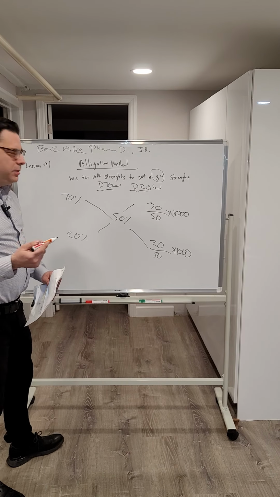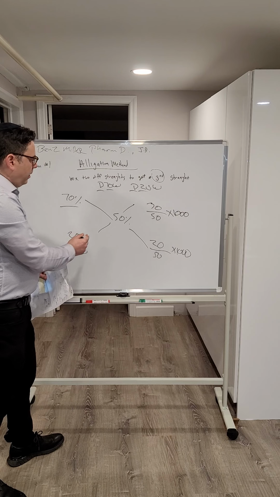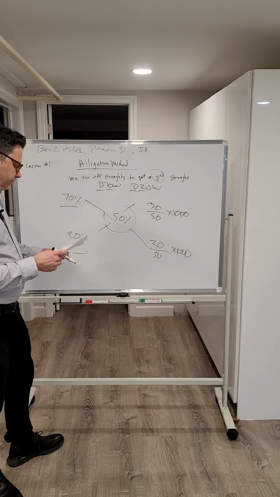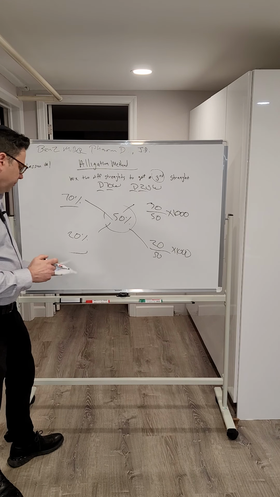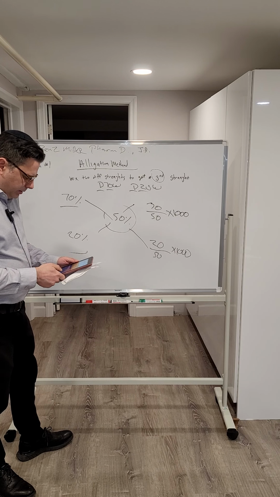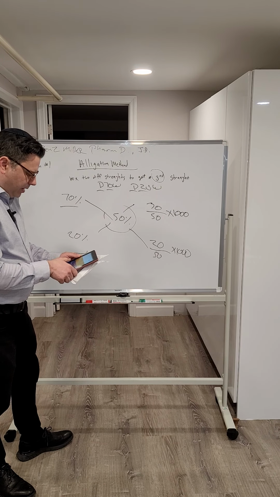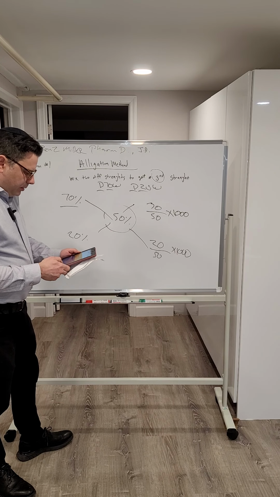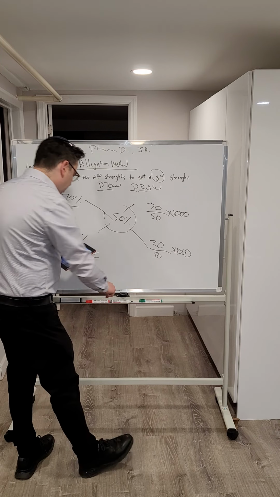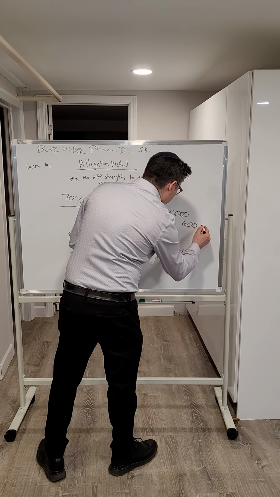So just to review, we have a stock solution of 70, a stock solution of 20. We want to make 50%, and we want to make 1,000 ml of 50%. So we're just going to do the calculations. We're going to do 30 divided by 50 times 1,000, and that's 600 milliliters.